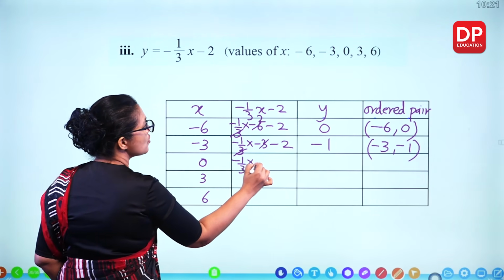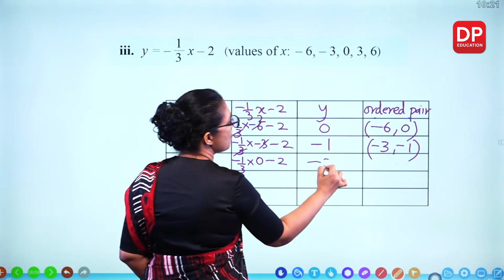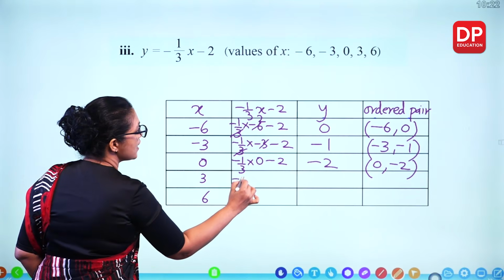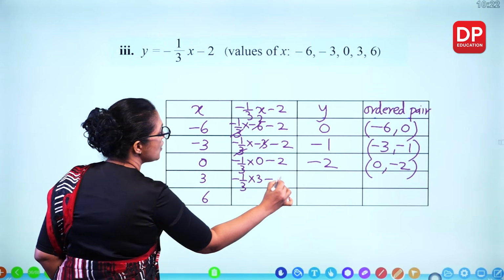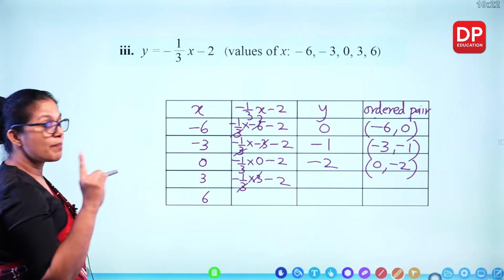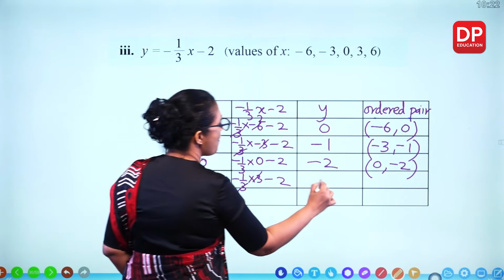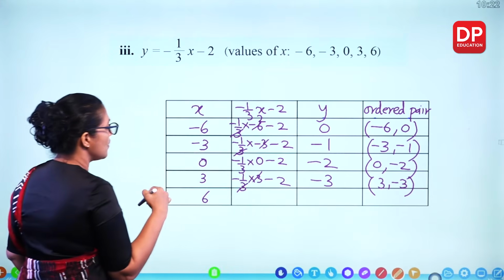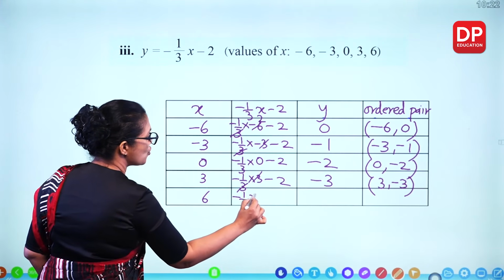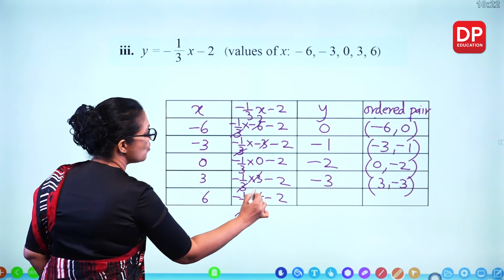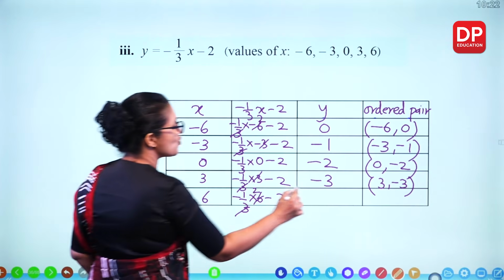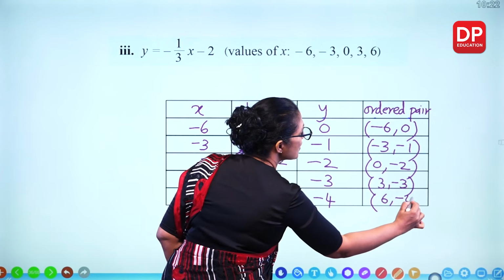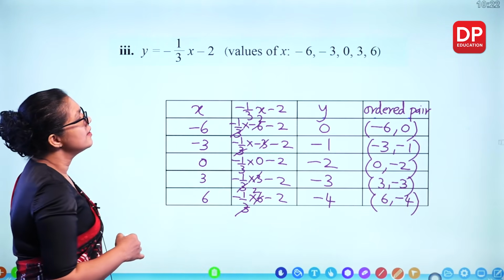Minus 1/3 into 0 minus 2, you get minus 2, 0, minus 2 there. Minus 1/3 into 3 minus 2, the 3s get cancelled out, minus 1 minus 2, minus 3. So 3 and minus 3. What's the other one? Minus 1/3 into 6 minus 2. You get minus 2 and minus 2, minus 4. 6 and minus 4. So these are the ordered pairs.